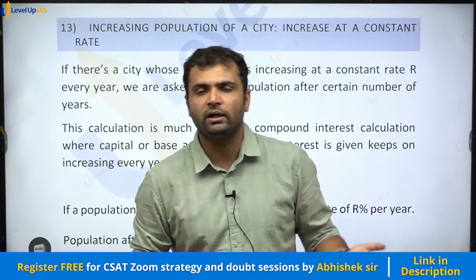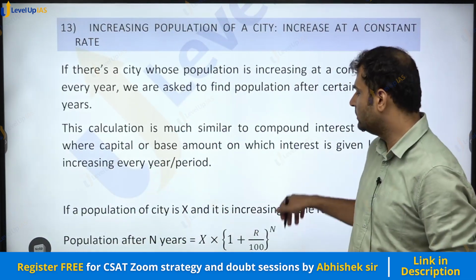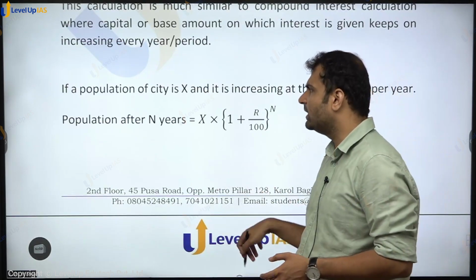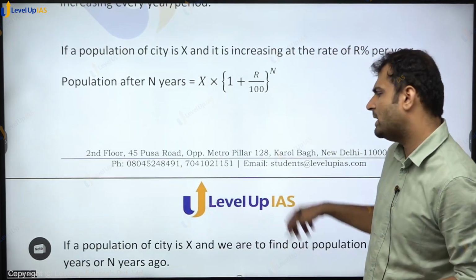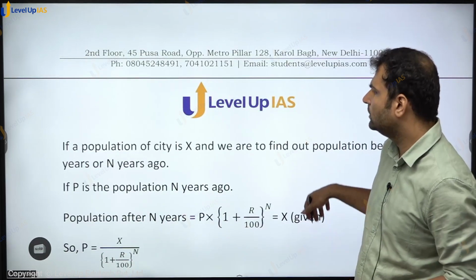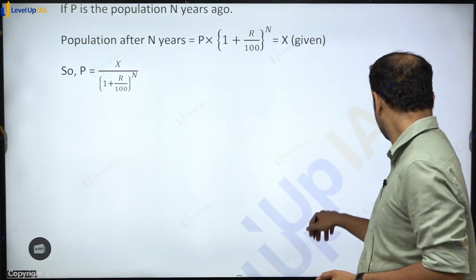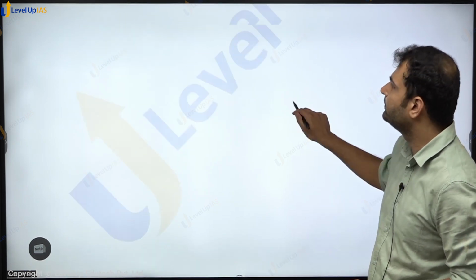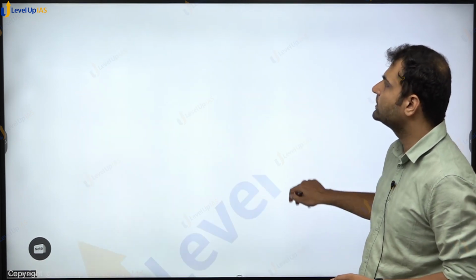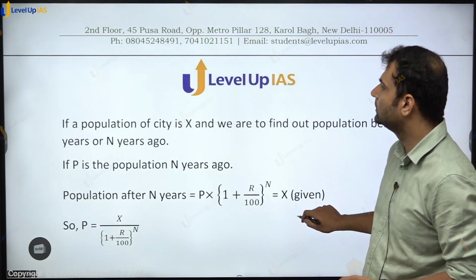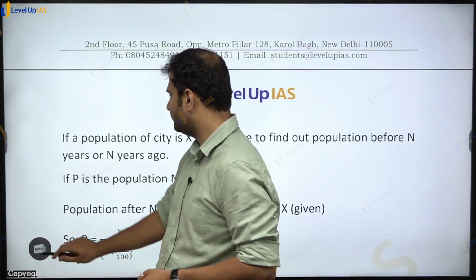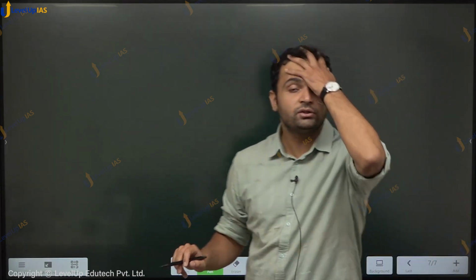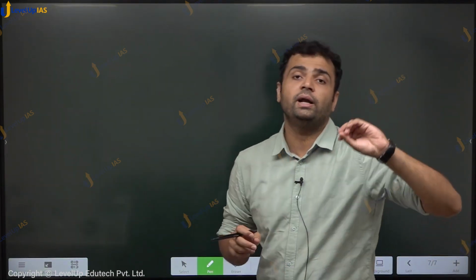That is called compounding, and this calculation is very similar to that. This is the formula of compound interest. It's not very difficult. You can remember it, but I'll tell you. If you don't want to remember, that is also fine. I'll tell you how to go about it. So, for example, if the population of a city increases at the rate of 10%.